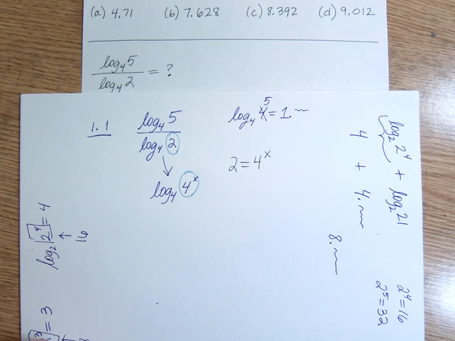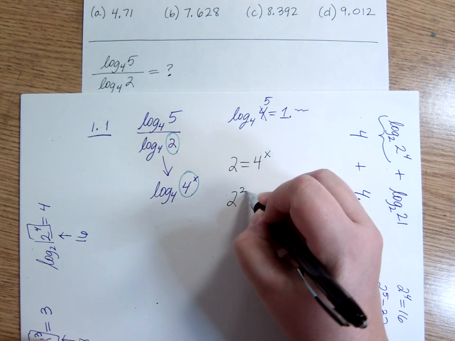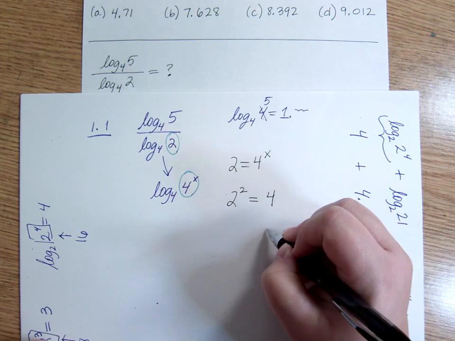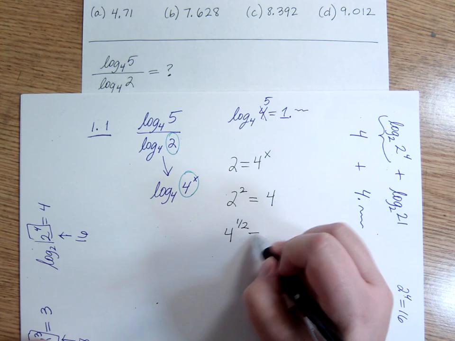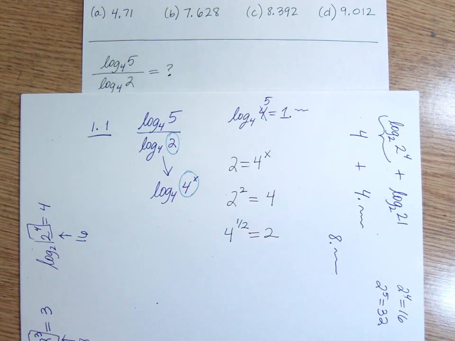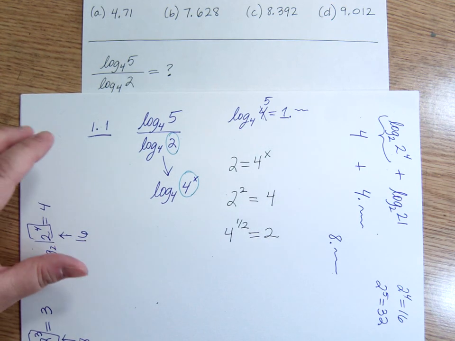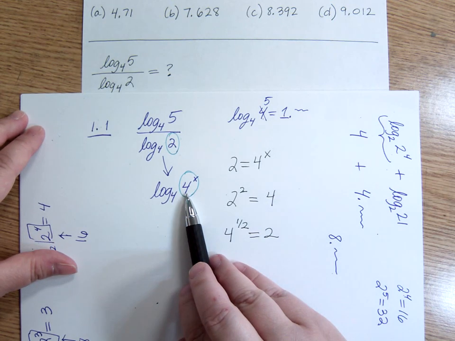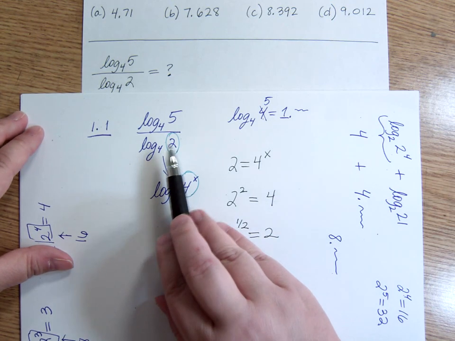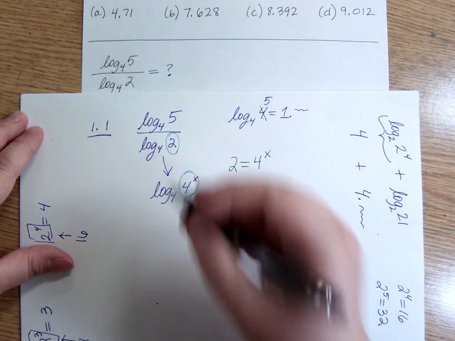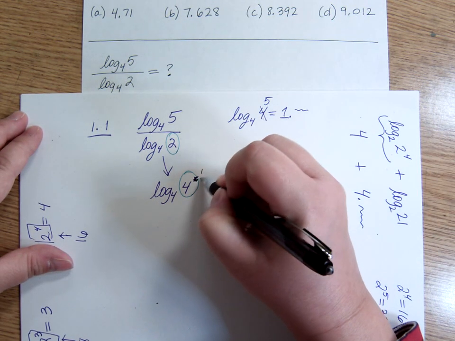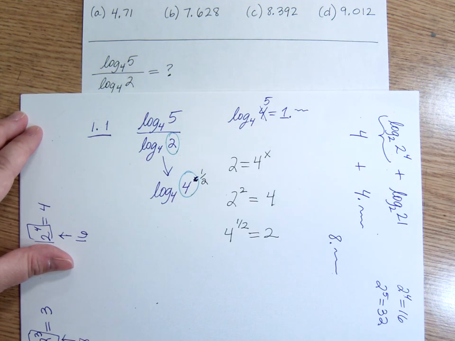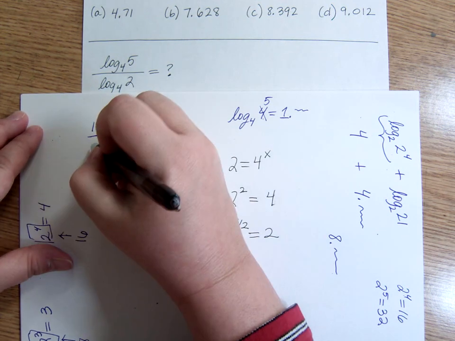If 2 squared equals 4, then 4 to the 1/2 equals 2, the reciprocal of that. 4 to the 1/2 is the same idea as square root. So 4 to the 1/2, or the square root of 4, is 2. So this is log base 4 of 4 to the 1/2 power. So that whole denominator becomes 1/2.